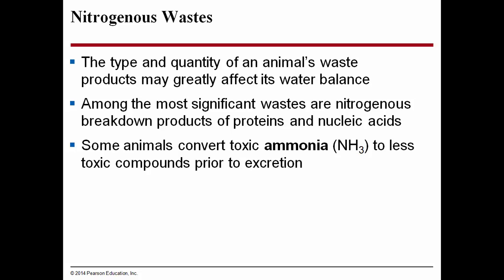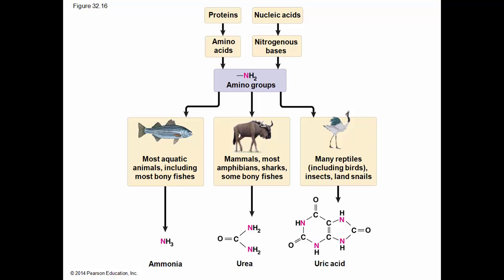Okay, nitrogenous waste. This is one of the most important wastes that are excreted. The type and quantity of an animal's waste products may greatly affect its water balance. Among the most significant wastes are nitrogenous breakdowns of proteins and nucleic acids. Some animals convert toxic ammonia into less toxic compounds prior to excretion.